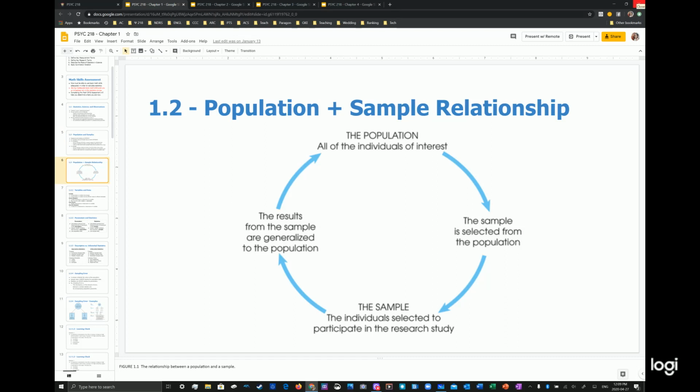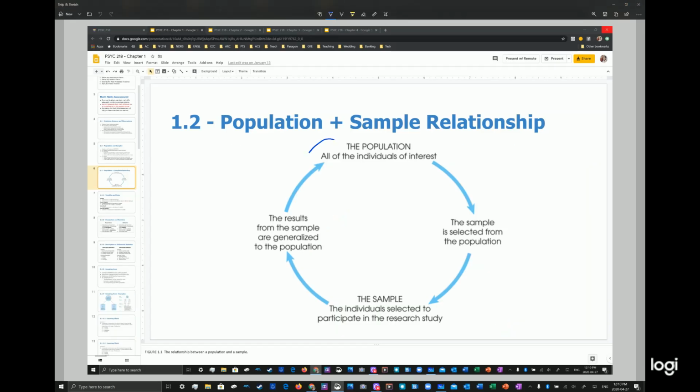So here's the relationship between population and sample. Again, looking at this slide, you can learn a few things. The population always asks about everybody, whatever you're interested in. For example, PSYC 218 students, or Alexander College students, or Canadians, or international students. Whatever it is though, if that's your population, you have to ask everybody. But since we can't, often we grab a sample from that population.